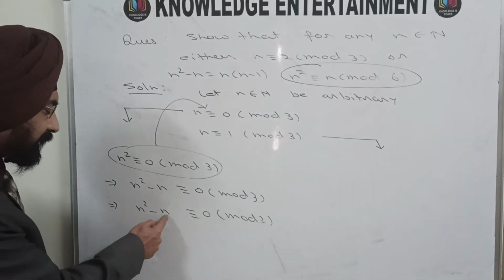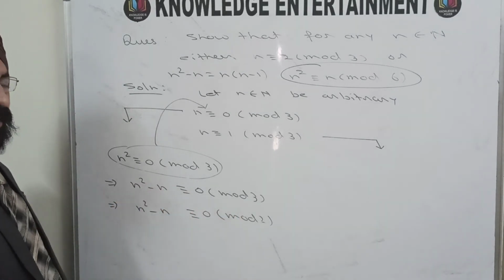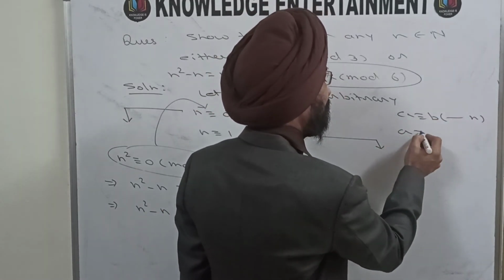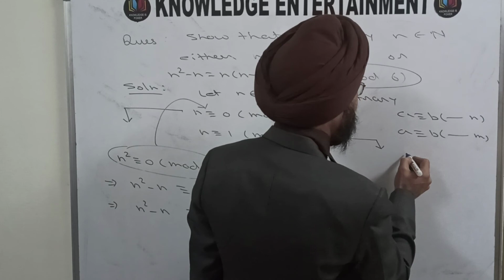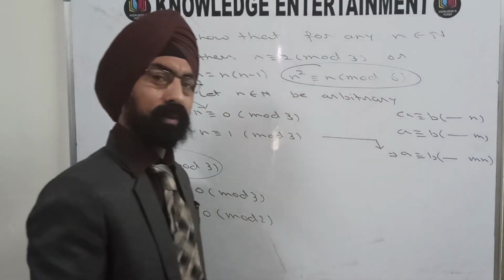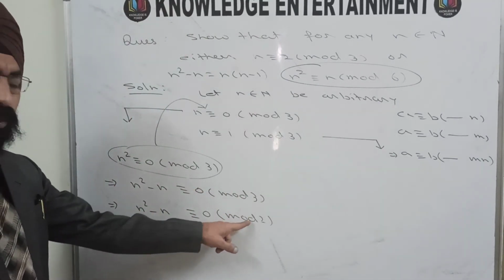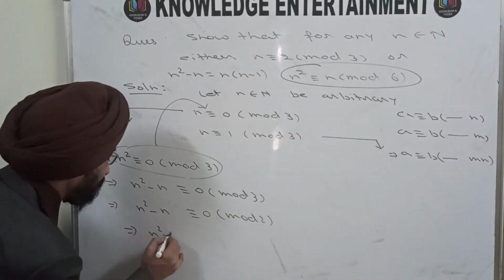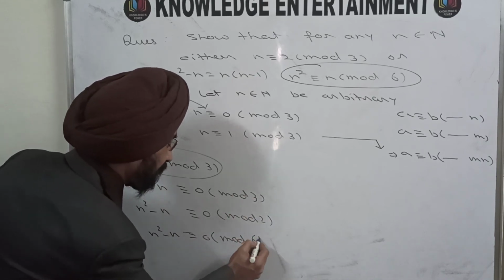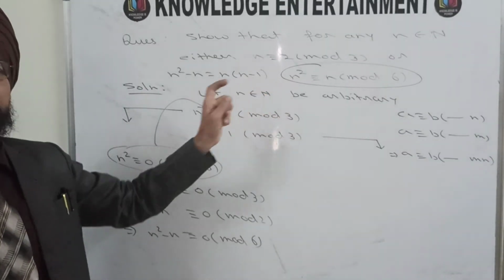Now n square minus n is congruent to 0 mod 2 and n square minus n is congruent to 0 mod 3. And we know that if A is congruent to B mod n and A is congruent to B mod m, then A is congruent to B modulo mn also. So here n square minus n is congruent to 0 mod 3 and congruent to 0 mod 2, means n square minus n is congruent to 0 modulo 2 into 3, that is 6, and we have proved. You can take n to the other side and you have proved the result.